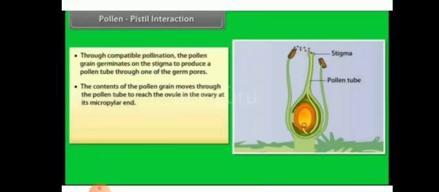In compatible pollination, the pollen grain germinates on the stigma to produce a pollen tube through one of the germ pores, and this pollen tube enters the ovary, inside of the ovule, at the micropylar end. This is the pollen pistil interaction.